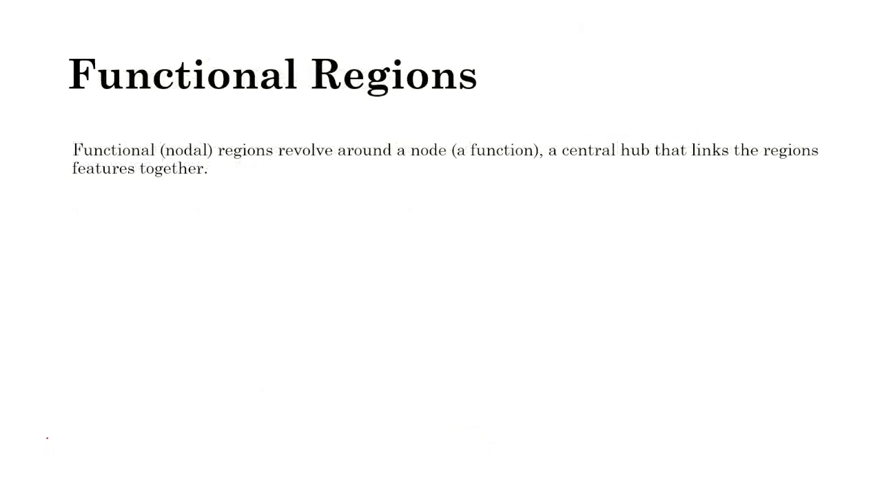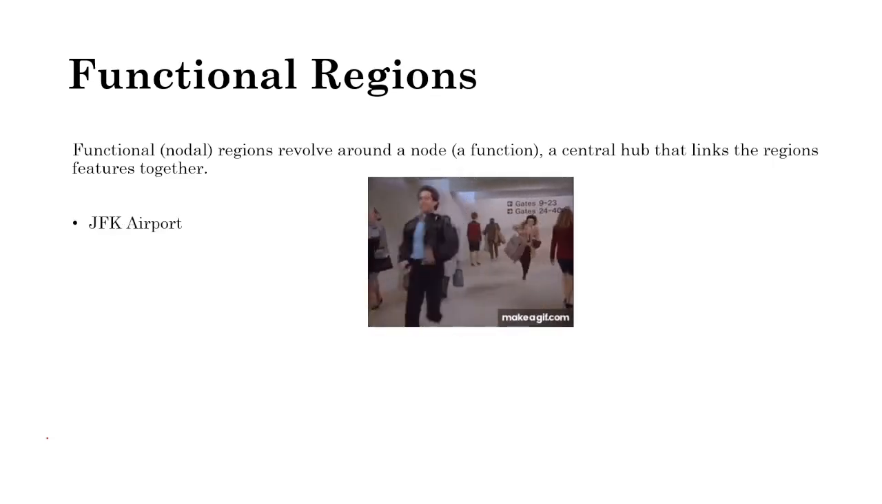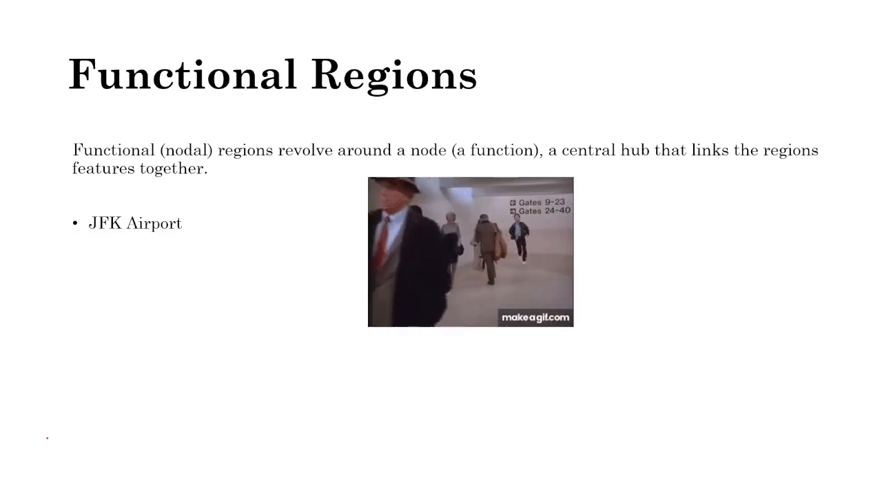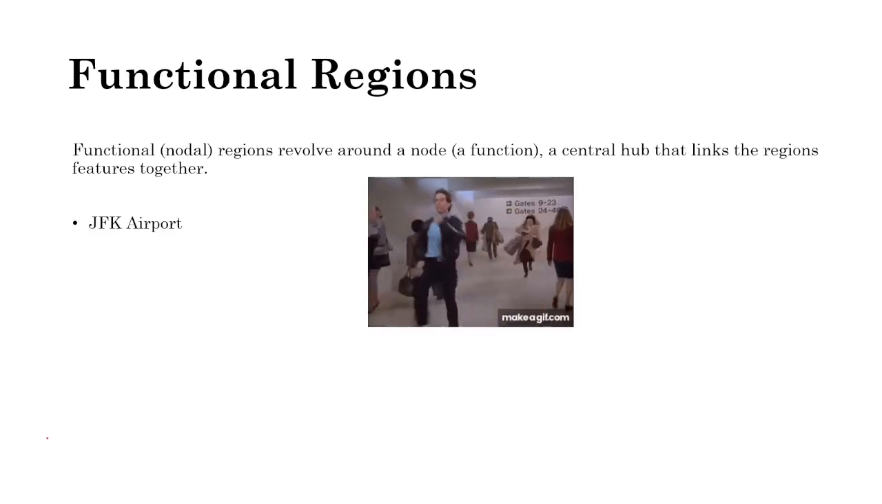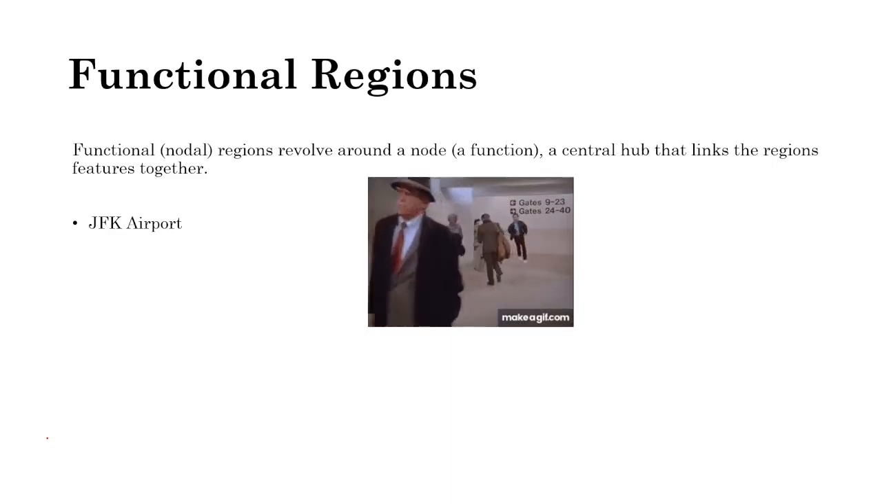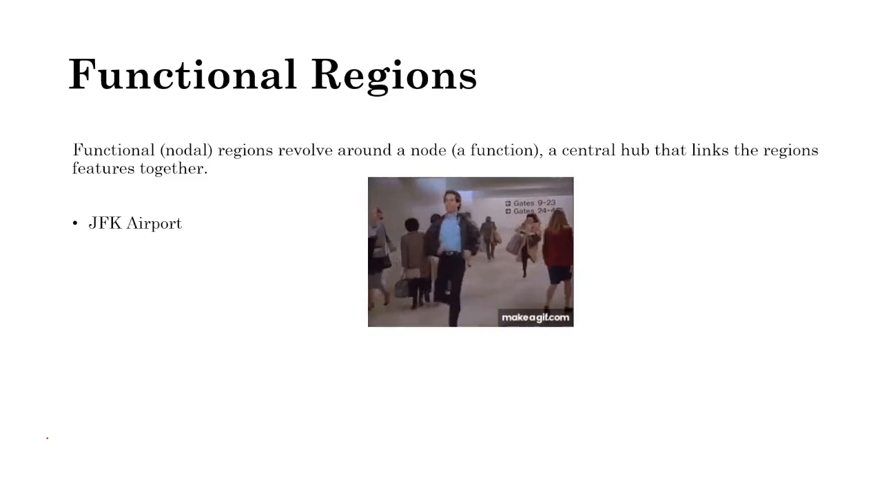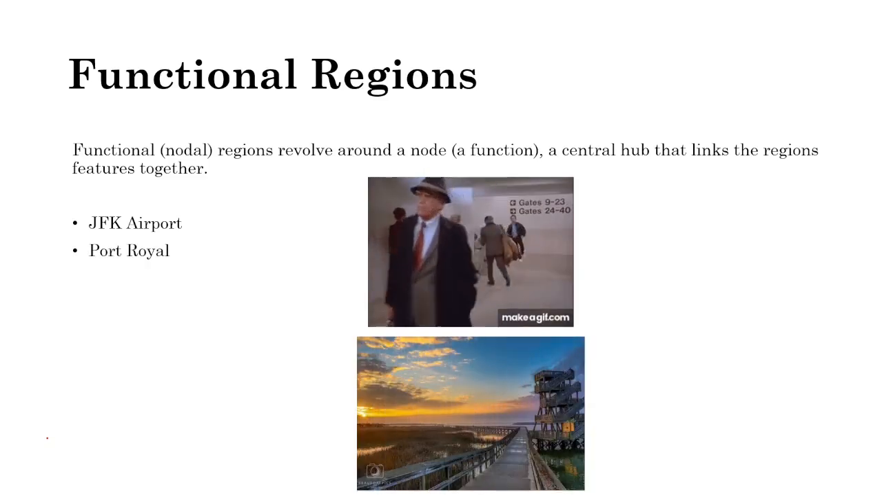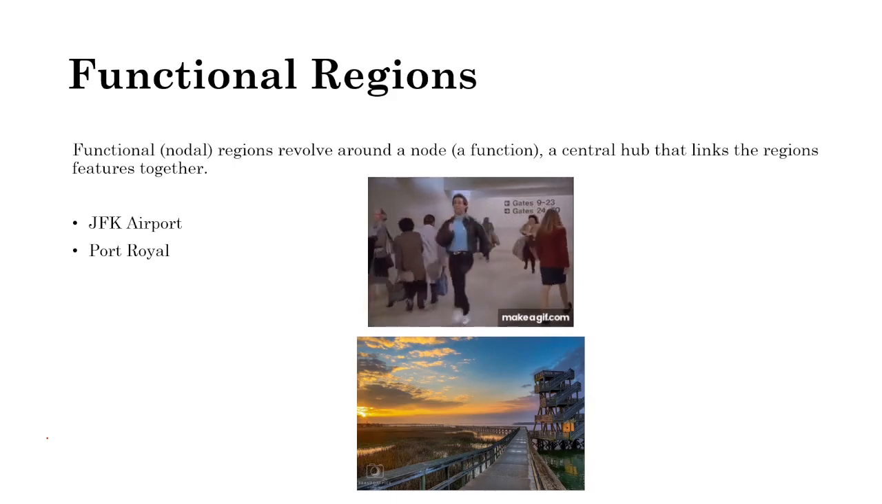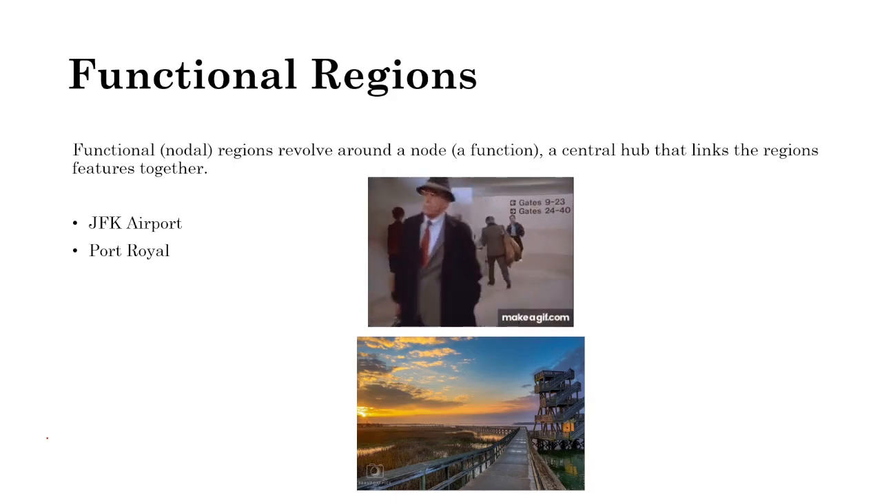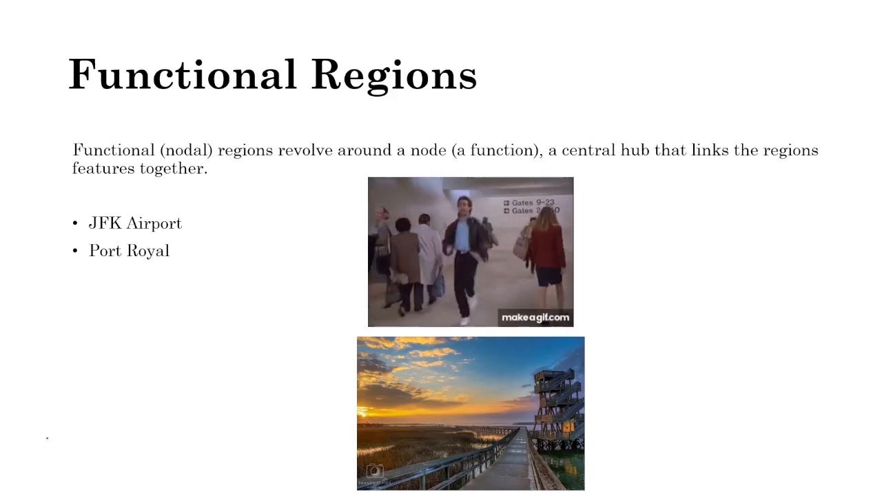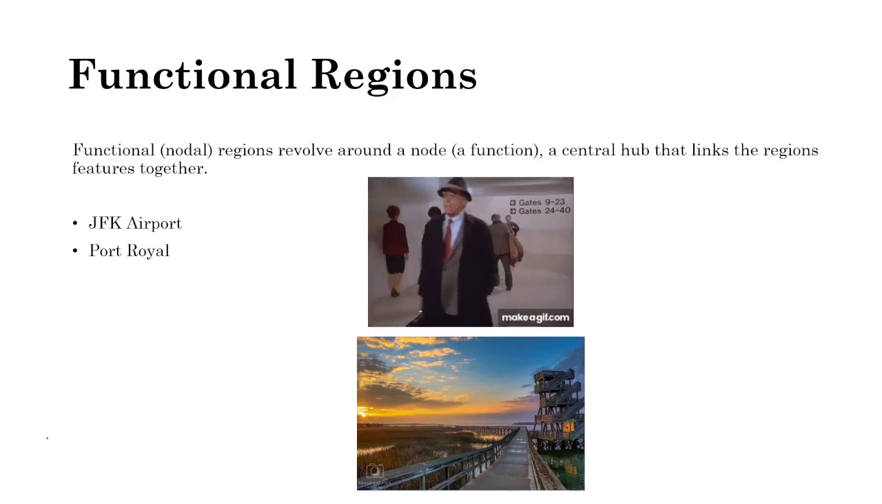And then we have functional regions. Functional regions revolve around a function, also called a node. And they are a central hub. They're not often in the middle of the region, but they link the rest of the region together. So let's look at some examples. JFK Airport. The airport is the function. The rest of the region is composed of where the airplanes fly to, where they come back from. That is the region. Port Royal, that's a port near Hilton Head in South Carolina. The port is the function, where the ships go and which ships go or where they come from. That's what links the region together.